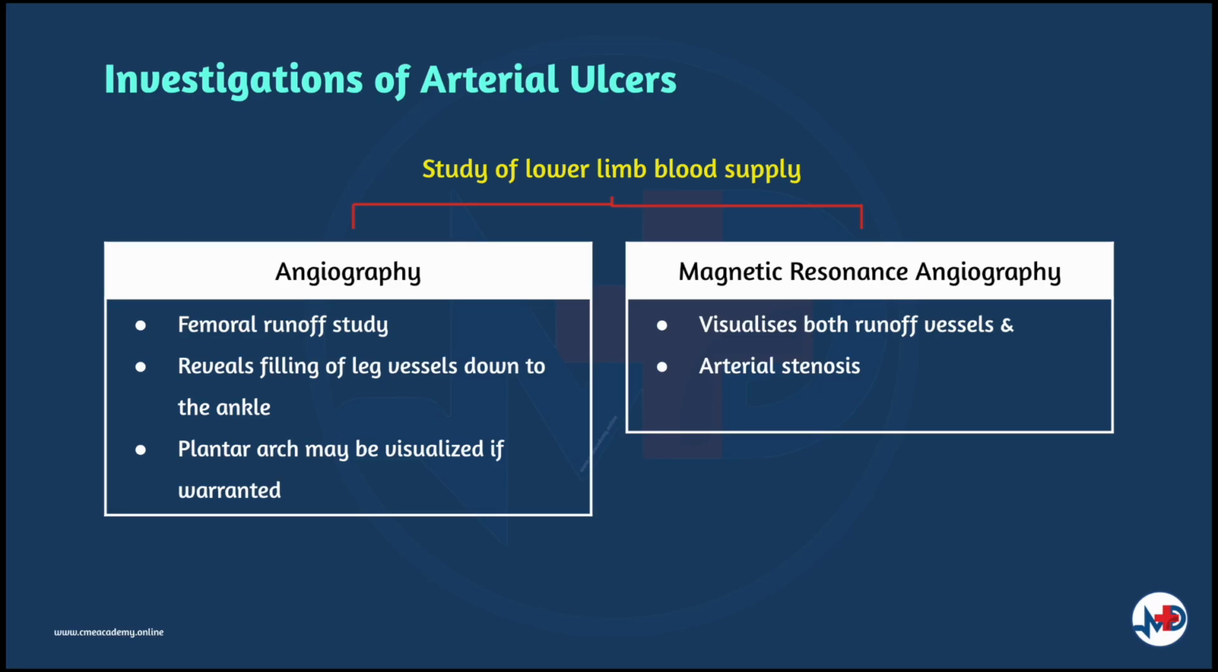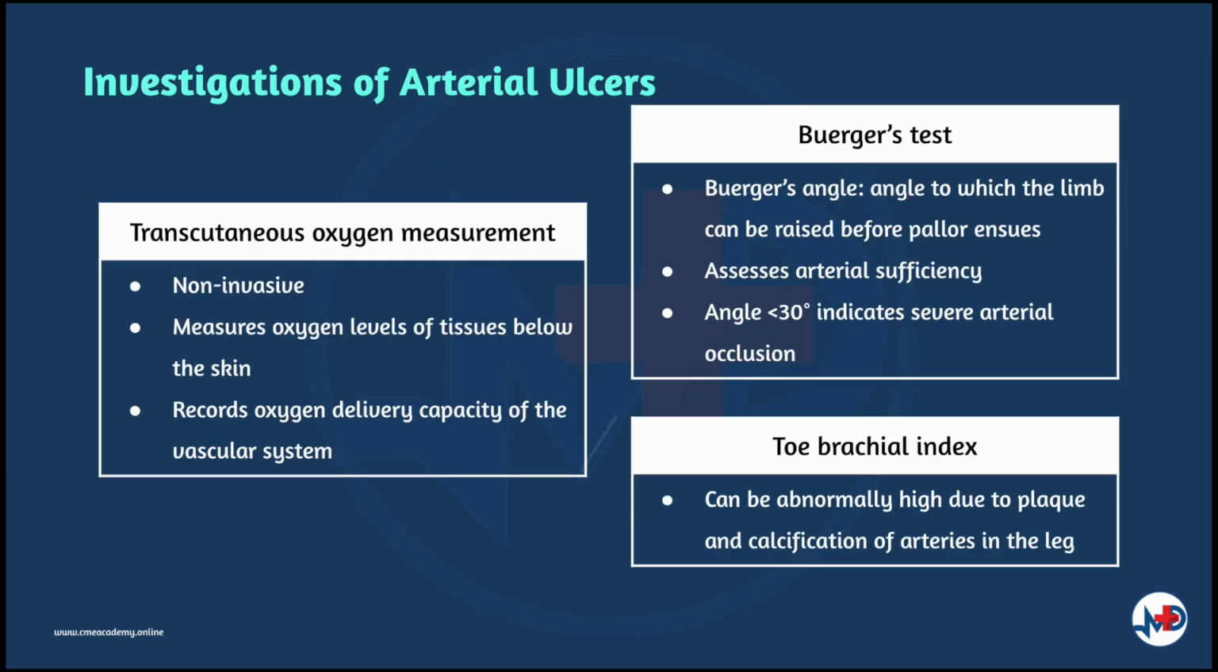An MRA can visualize both runoff vessels and arterial stenosis. Transcutaneous oxygen monitoring is a non-invasive method of measuring the oxygen level of the tissue below the skin. Records of the oxygen delivery capacity of the vascular system is then taken.